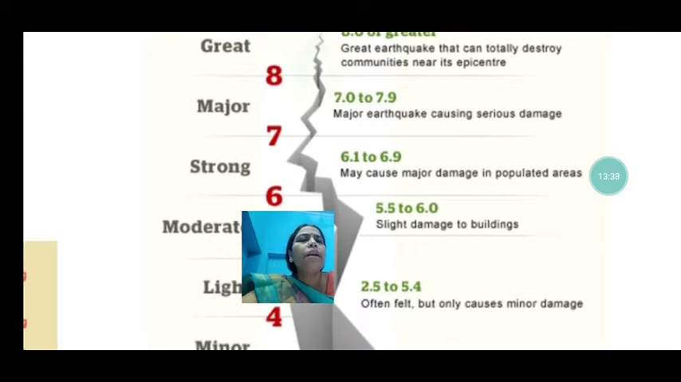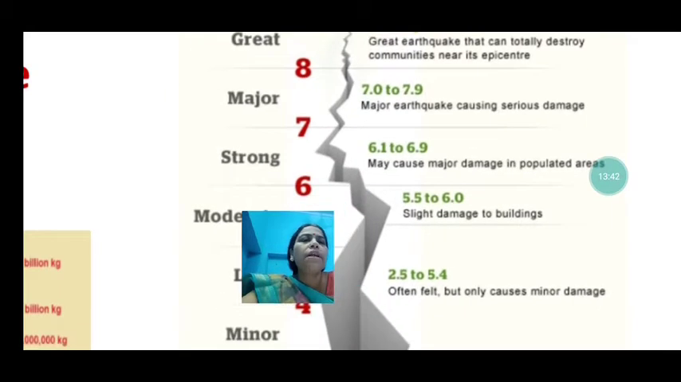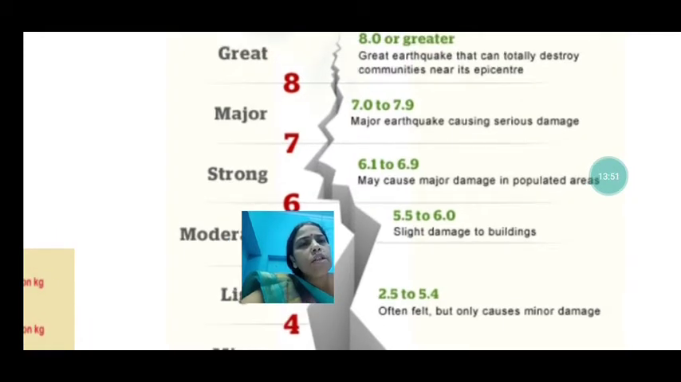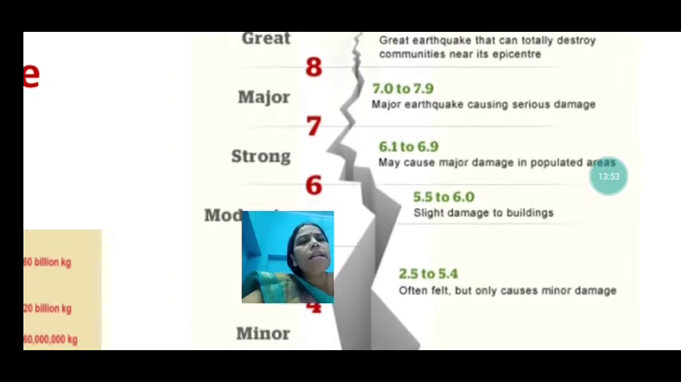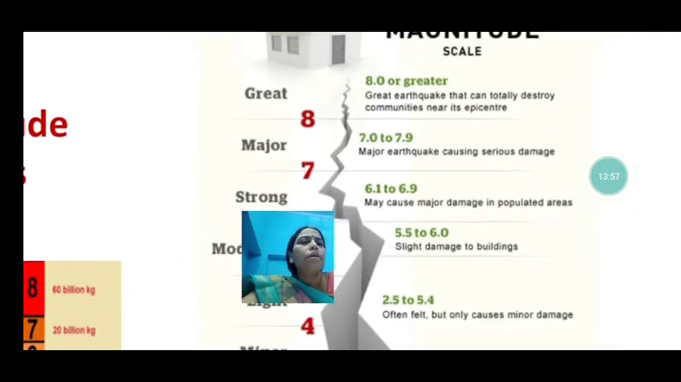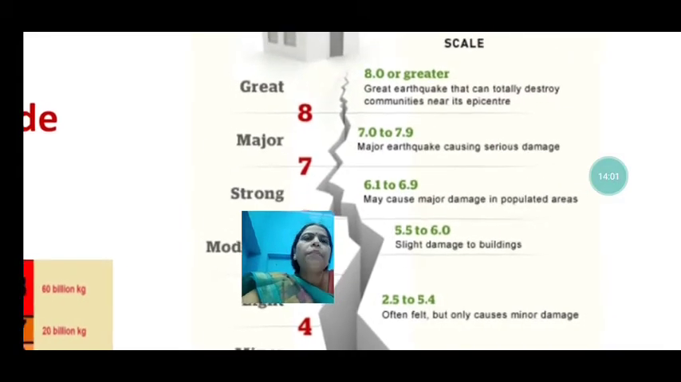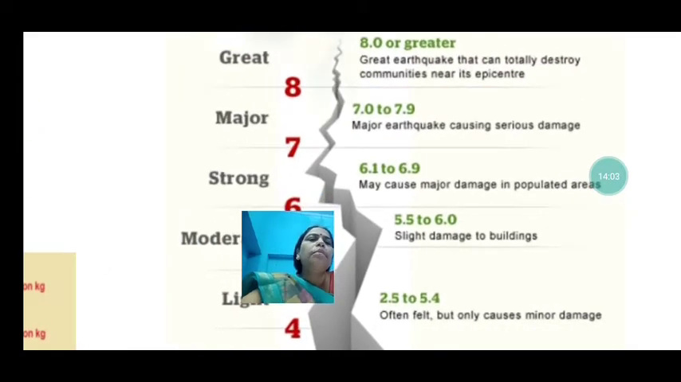Then 6.1 to 6.9 may cause major damage in populated areas. So when the magnitude of the earthquake is 6.1 to 6.9, there will be major damage in the area where people live, the populated area. Then 7 to 7.9 is a major earthquake causing serious damage. So it is very serious.